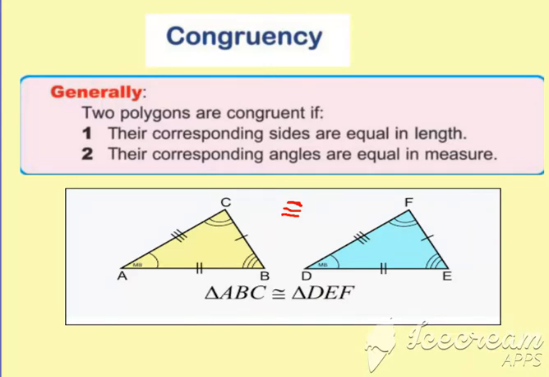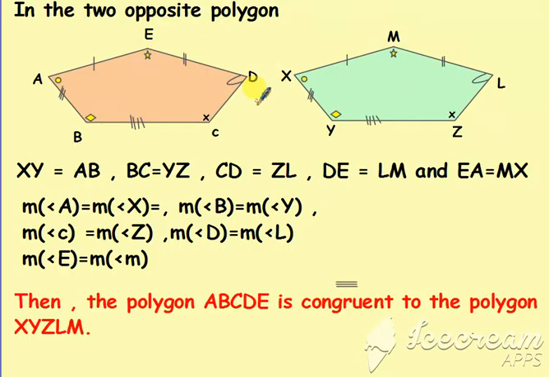Okay, let's see. In the two opposite polygons, AE equals the side XM, and ED equals the side ML, and the side LZ equals the side DC, and CB equals ZY, and YX equals BA. So the measure of angle E equals the measure of angle B, the measure of angle A equals the measure of angle X, the measure of angle E equals the measure of angle M. So these two polygons are congruent.